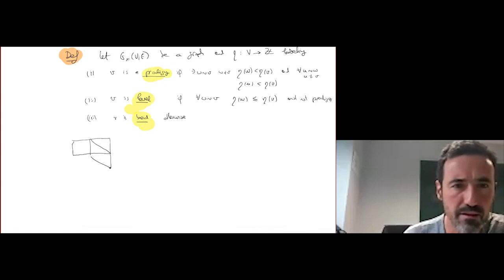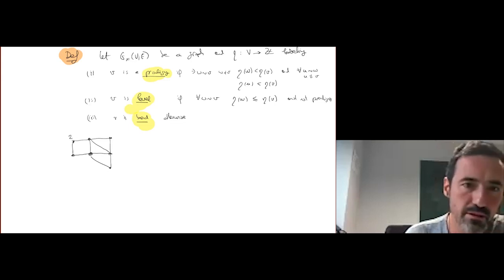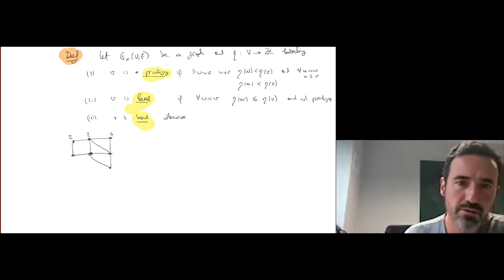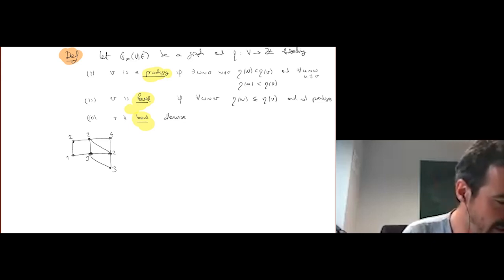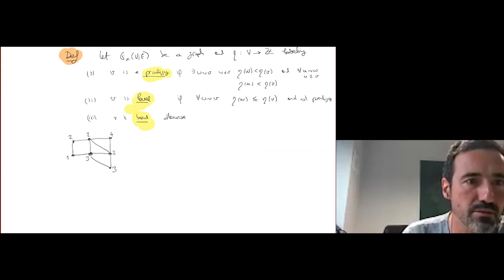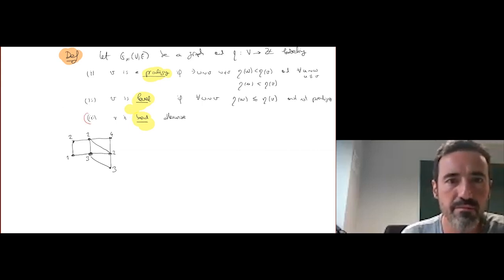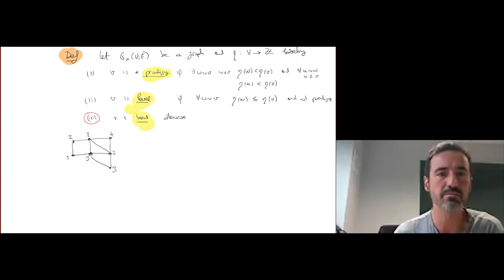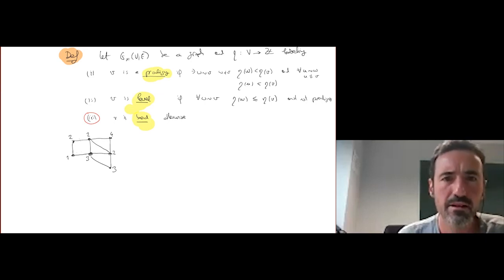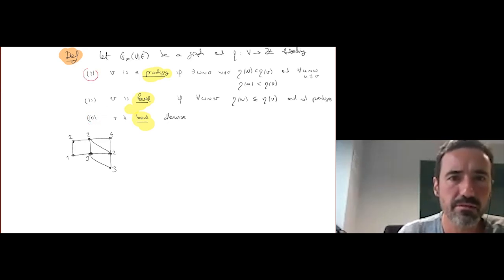Okay, this is my graph. Now I give you the labels. This one receives label 2, this one label 2, this one label 4, this one label 2, this one label 3, this one label 3, and this one label 1. Now let's try to find the bad vertices, or maybe it's easier to find the prodigies. Let's put them in red.